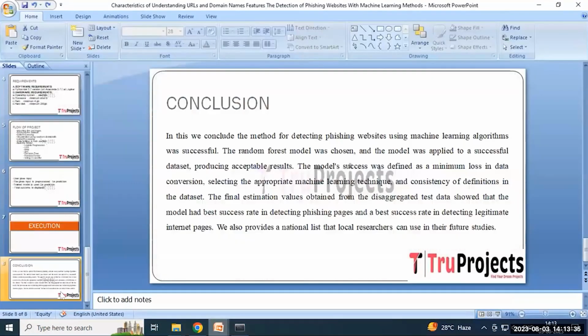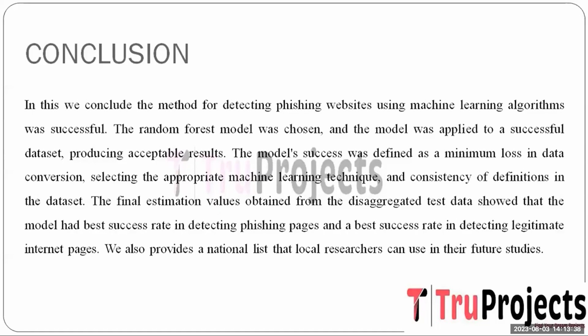we can detect it. And in conclusion, the method for detecting phishing websites using machine learning algorithms was successful. The random forest model was chosen and applied to a suitable dataset, producing acceptable results. The model's success was defined by minimum loss in the data conversion, selecting the appropriate machine learning technique, and the consistency of definitions in the dataset. The final estimation value obtained from the disaggregated test data showed that the model had the best success rate in detecting the phishing pages and the best success rate in detecting the legitimate internet pages.